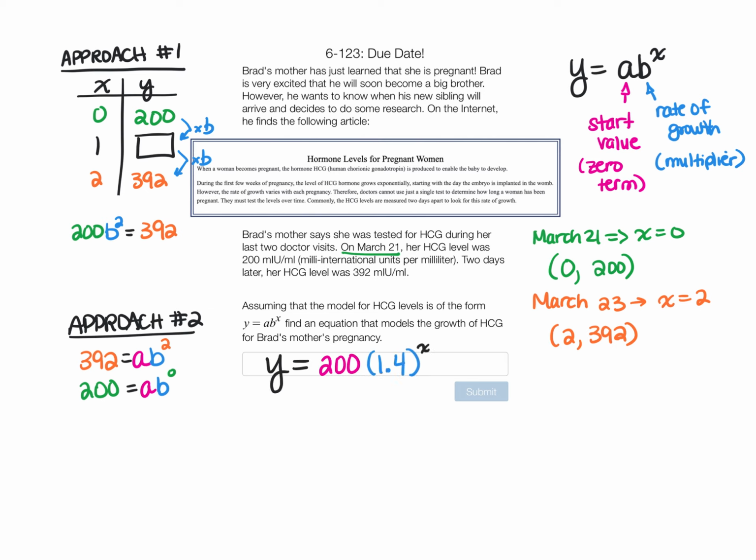All right, so one quick check here. Your equation that we're going to have is 200 times 1.4 to the x value. Now, it is possible that you could have different values for your a value depending on what you called 0, so what you determined was your start value or your term 0. Okay, let's try the next one.